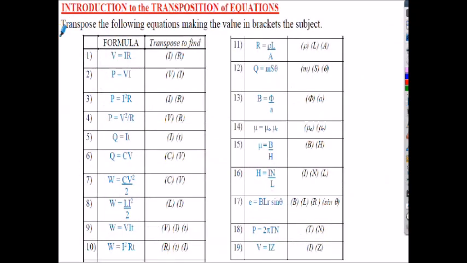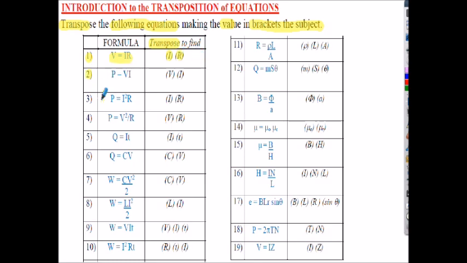Okay, here's some questions for us to review. We're asked to transpose the following equations, making the value in the brackets the subject of the equation. So for example, in question 1 here we're given the formula v is equal to IR, and on this right hand column here it's asking us to transpose to find first of all I as a subject and then R as a subject. So there's 2 little questions there effectively.